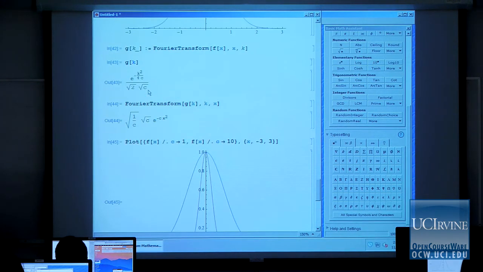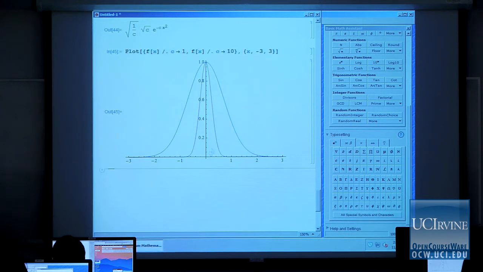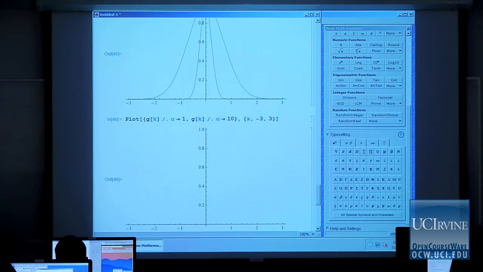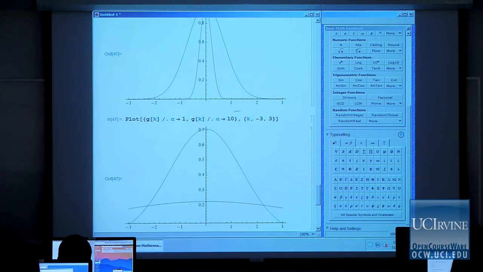All right. Now let's have a look at the plots of the Gaussian in the K space, in the Fourier space. Okay? So here what we're going to do is we'll plot g of k now with c equal to 1, and g of k with c equal 10. All right? Oh, I have to plot as a function of k. All right.